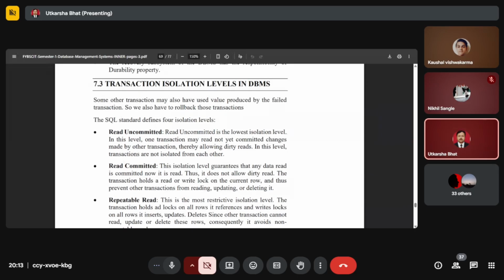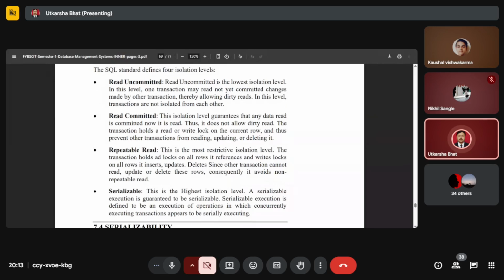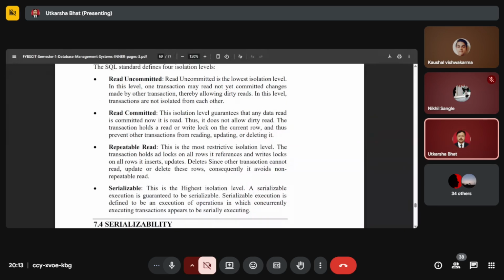तो ये अलग-अलग read uncommitted, read committed, repeatable read. अनकमिटेड को भी रीड किया जाता है, कमिटेड को भी रीड किया जाता है, रिपीटेबल भी रीड होता है, बट serializable all the executing. Serializability.